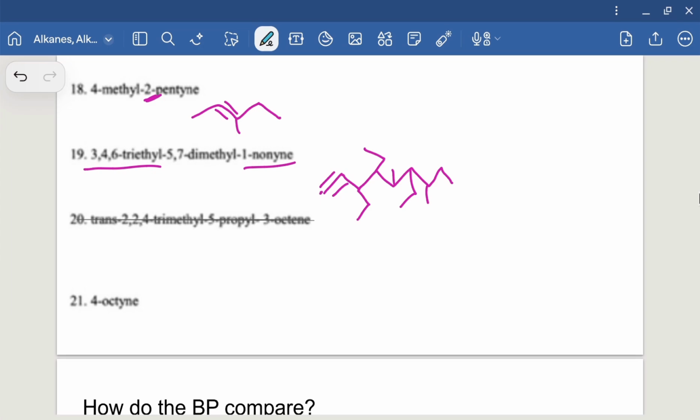And then number 21 here, this last one, 4-octyne. Oct is 8, so 1, 2, 3, 4, 5, 6, 7, 8. And then in between carbon 4 and 5, you have your triple bond.